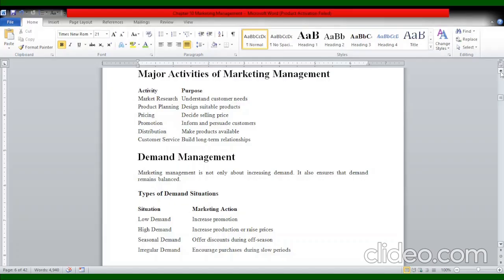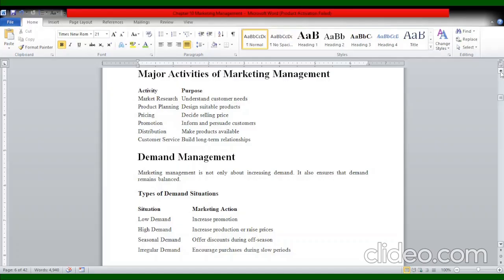There are four types of demand situation that you can understand. Low demand leads to increased promotion, because if your product is not being sold in the market, or you have fewer product selling activities at your outlet or in your company, then you have to increase the promotional activities in different ways, by giving a discount, by giving free giveaways, by giving free samples, or sometimes a seasonal discount. So this is how you promote your product or increase your sale.